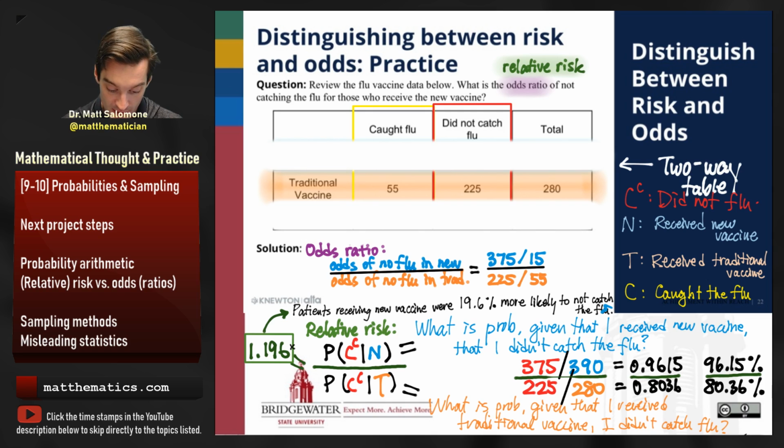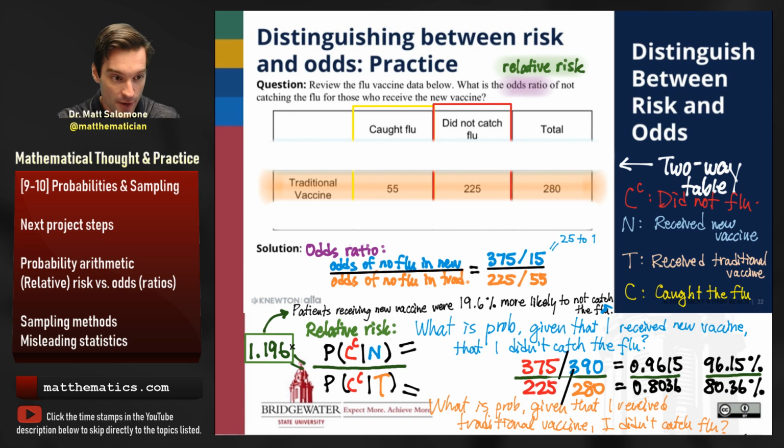If I decided that I wanted to simplify these odds, I could, right? 375 over 15, I could reduce that as a fraction. What is 375 over 15? It's actually 25 to 1. So if I was in the new vaccine group, the odds in favor of my not contracting the flu were 25 to 1. Another way to say that is the odds against my not contracting the flu. In other words, the odds in favor of my getting the flu were 1 in 25.